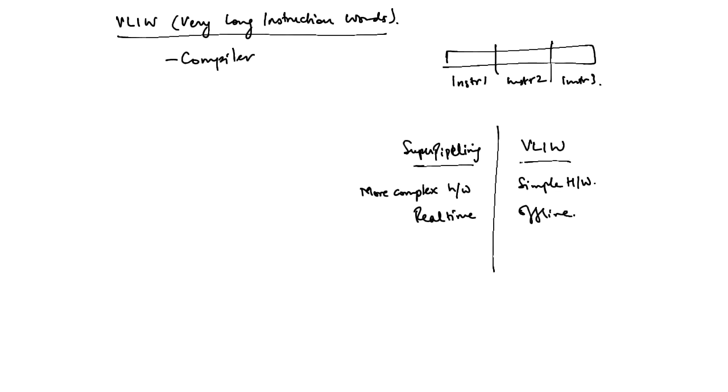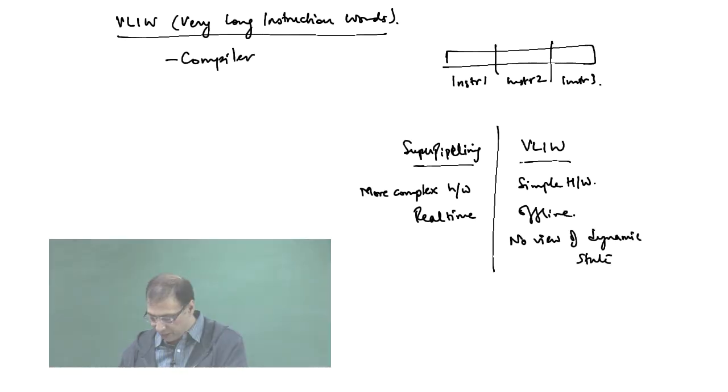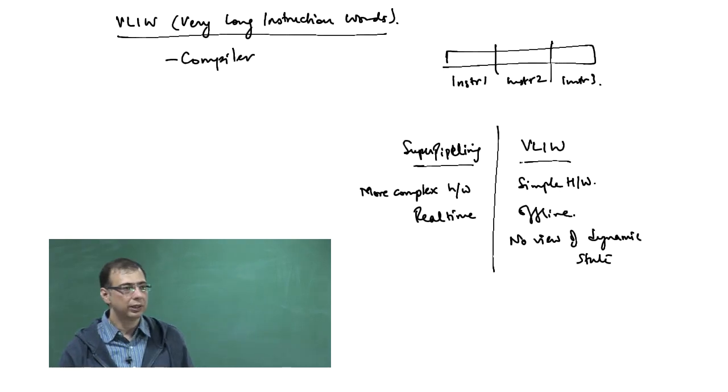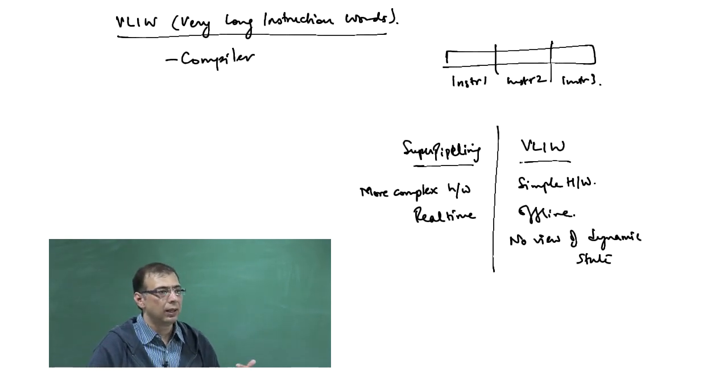But of course, one major drawback of VLIW as opposed to Superpipelining is that it does not have a view of the dynamic state, that is, what is currently going on. Let's say that when you issue an instruction, the data is not present and you have to go to the memory to fetch that data, which takes a substantial amount of time. Based on that, you can make decisions of which instructions you can issue and which you cannot.